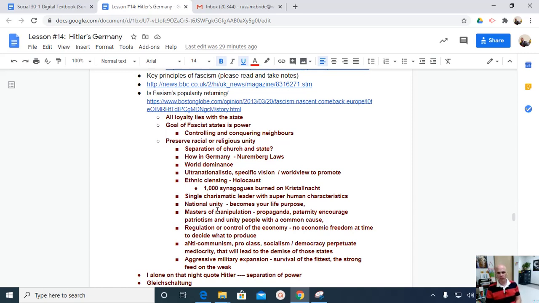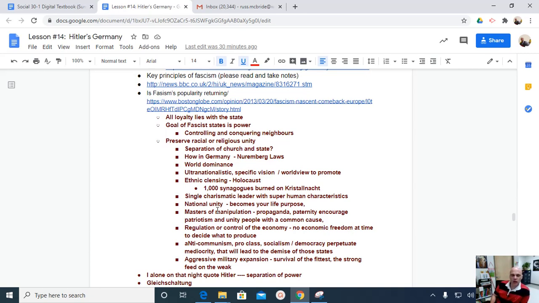A goal of fascist states is power. One way to exercise that power is to control your neighbors. Sometimes it'll be necessary to conquer them first. One of the other goals of fascist states is preservation of racial or religious unity. This is often the part of the German fascist experiment that is most often remembered. And it is connected to the Nuremberg laws of 1935, the race laws that made it illegal for Germans to marry non-Germans as they tried to control who was breeding with who. This ultimately ended up leading towards the Holocaust and the ethnic cleansing that ends up killing 6 million Jewish people.